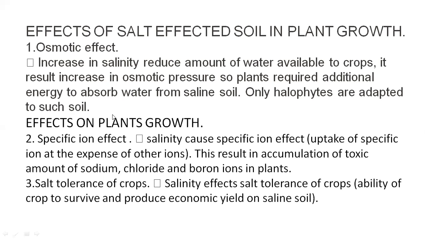Effects on plant growth: specific ion effect. Okay, salinity causes a specific ion effect, uptake of a specific ion at expense of other ions. Sometimes it happens in this type of scenario that certain ions will be absorbed and certain ions will not be absorbed by the plant when they are grown on salinity affected area. The ions which are important for the growth should be absorbed, but due to salinity they cannot be absorbed.